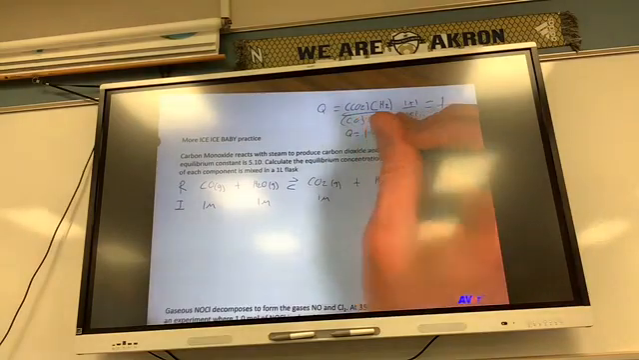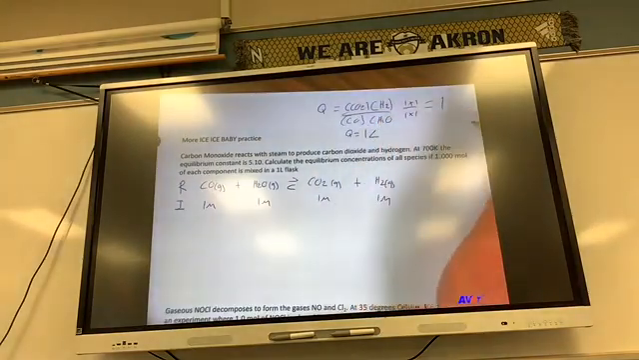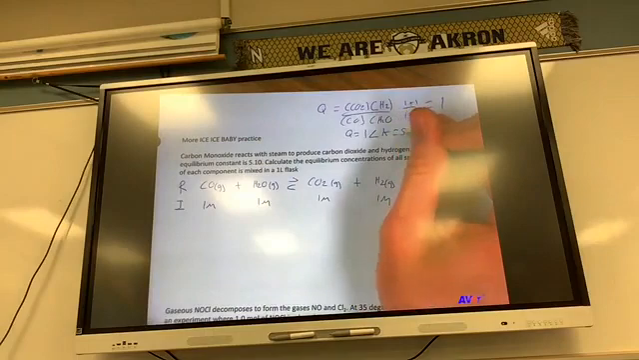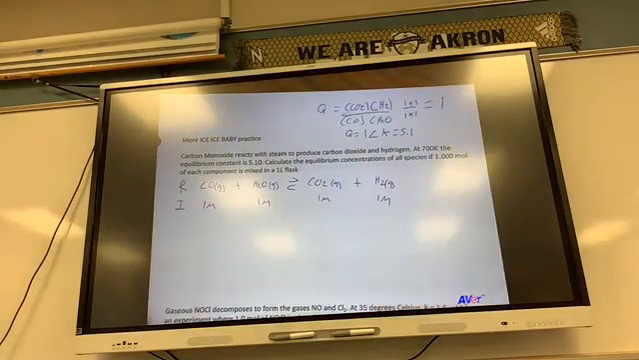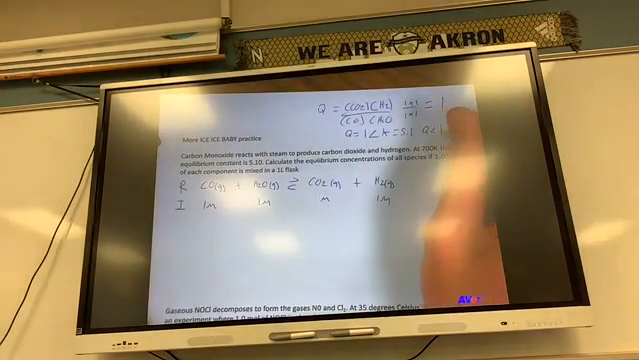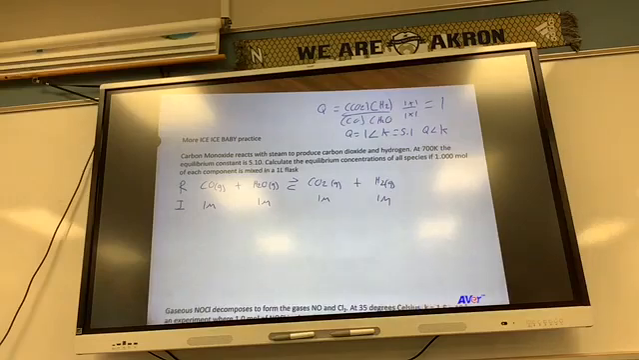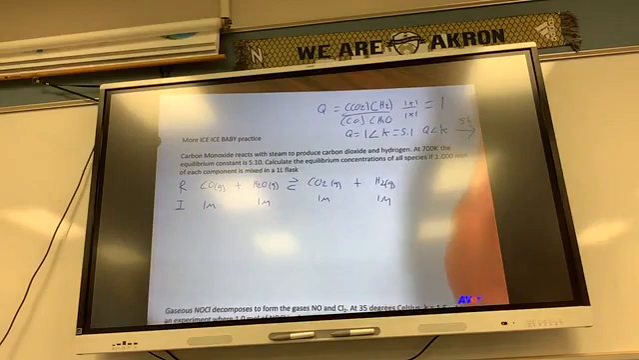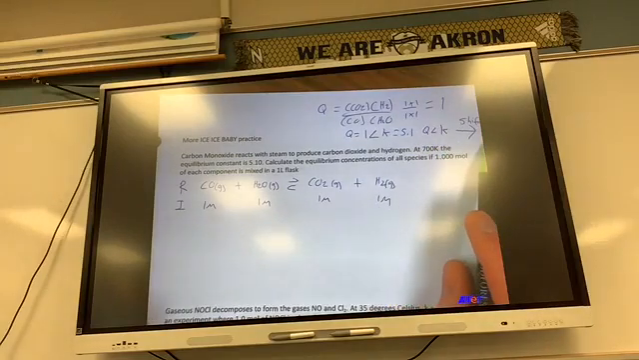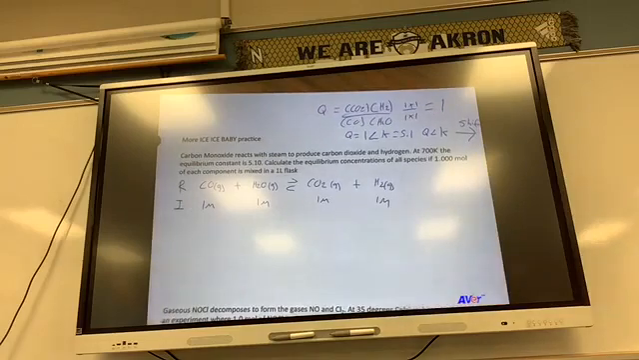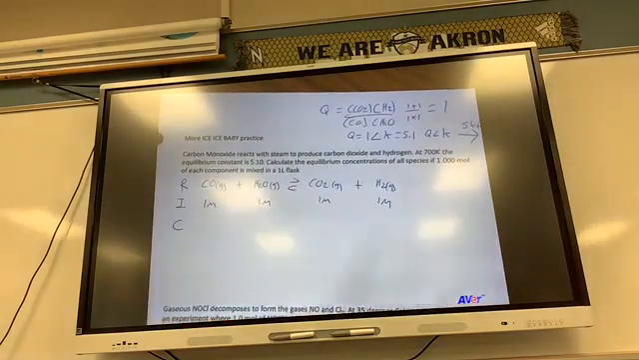Q equals 1, which is less than K, which equals 5.1. Agreed? So if Q is less than K, how does that shift? That shifts to the right, because the queen is less than the king. So if you don't know which way it shifts, you have to solve for Q and compare it to K. You'll be given a K. Solve for Q. So now I know my change: it's shifting to the right.